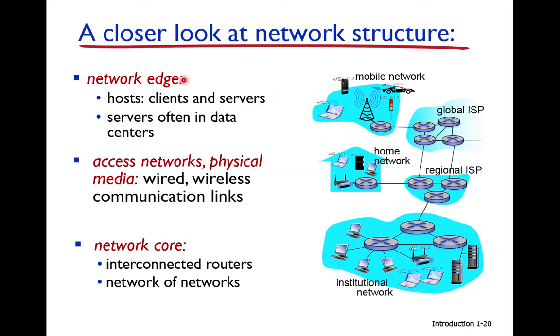So the network structure can be divided into two parts. Network edge means the part where the end systems are directly connected to the internet. How the end systems are connected to the internet is called the access network, and there are different types of access technologies. We will discuss it next class. The other part is where the routers are connected to each other. This is called the core network, and it can be a network of networks, because this is one network, this is another network, and they are connected to each other.